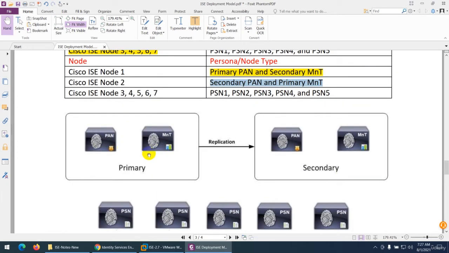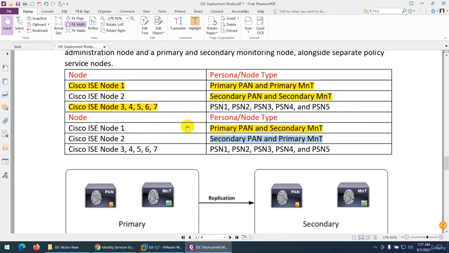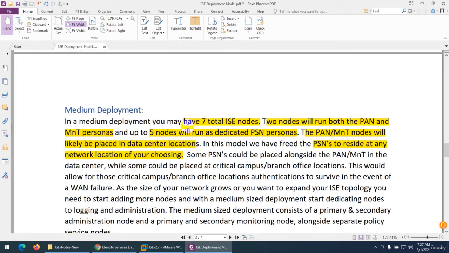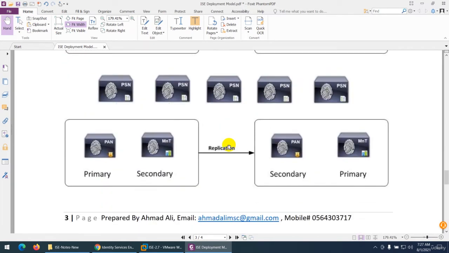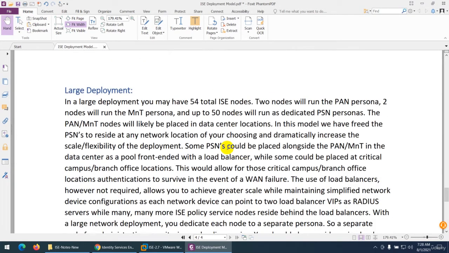But here both are primary and both are secondary. It's up to you which type of thing you want. But at the end of the day, we have 7 boxes. One of them has to play the primary role and one of them has to play the secondary role, and you can mix and match as well. And 5 have to be dedicated for PSN. Done. So now you get the idea. We can deploy ISE as a medium deployment where 7 boxes play a role.